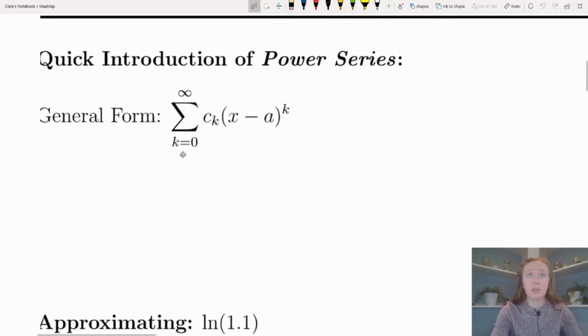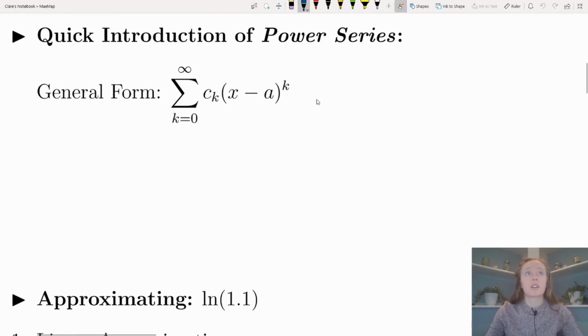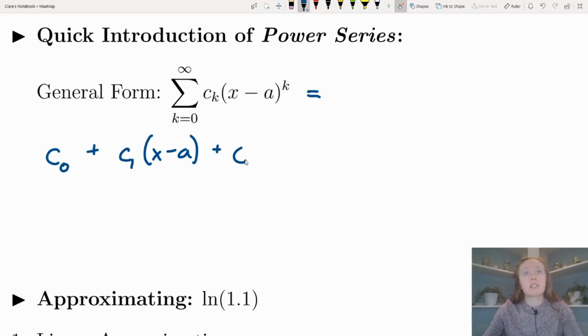Now x is our variable, so if I was to write out a few of these terms, for example, plugging in k equals 0, then I'm going to have c sub 0, so some constant, times x minus whatever a is, all raised to the 0. But think about something raised to the 0, that is going to be 1. So c sub 0 will be multiplied by 1. And then I'll be adding that to c sub 1 times x minus a to the 1, which is just x minus a, plus c sub 2 times x minus a squared, and so on.